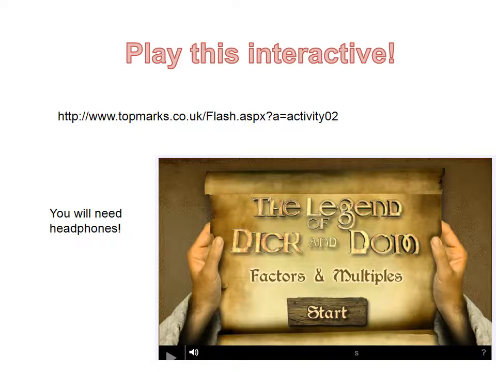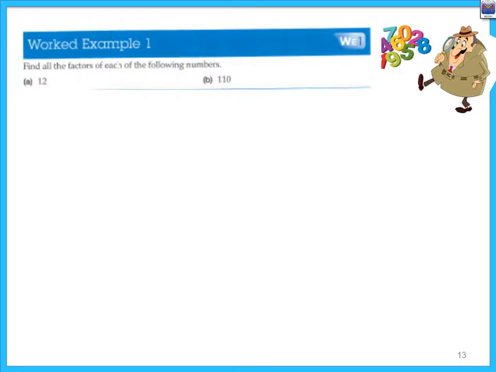There's a little interactive thing that you can have a go at. If you're in a classroom or something, you'll need some headphones so you're not disturbing others. Have a go at that one. All right, there's some worked examples that you can have a look at from the textbook. I won't go through them just now.